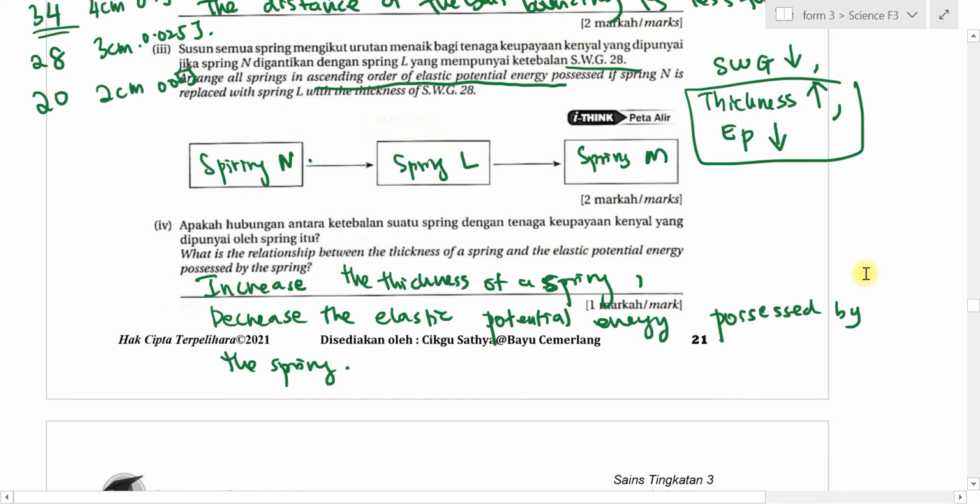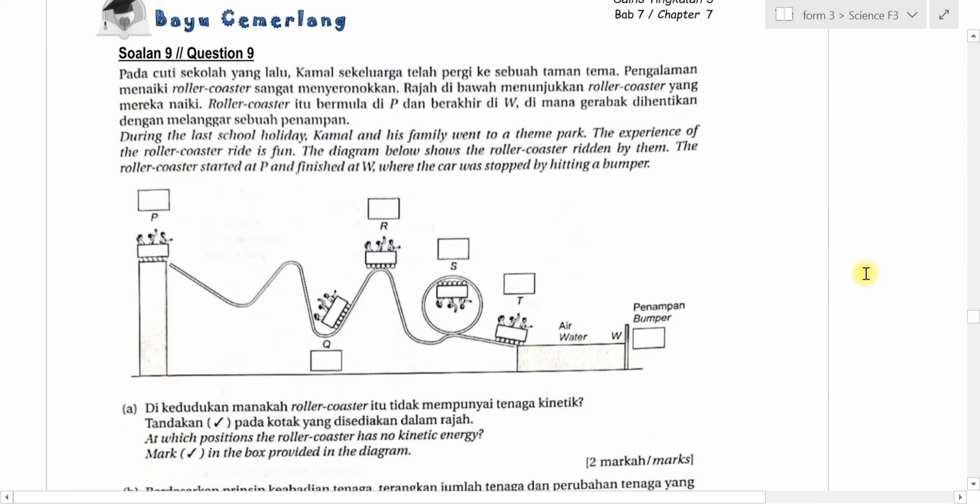That's okay. Next question. Okay, next question looks like a roller coaster. During the last school holiday, Kamal and his family went to a theme park. The experience of a roller coaster ride was fun. The diagram below shows the roller coaster ridden by them. The roller coaster starts at P and finishes at W, and the car was stopped by hitting the bumper. Once it hits the bumper, it will be stopped.